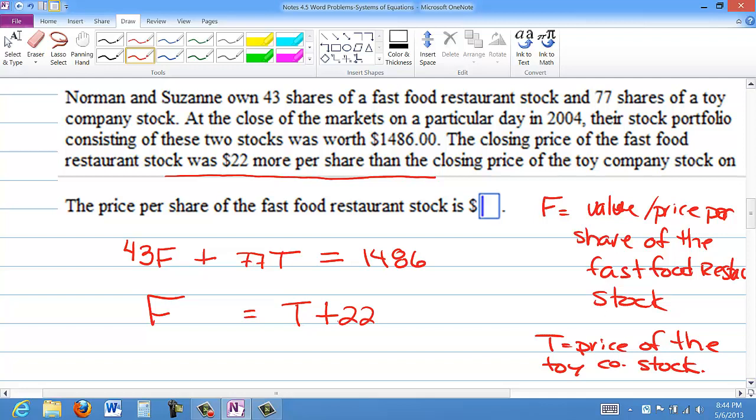And again, all value problems will have some relationship between the two variables that you came up with, but not specifically the total value. So in this case, the price per share of each stock. Now I'm going to have you pause the video here and go through and solve this equation, see what you get for your answers, and then we'll see how you did.